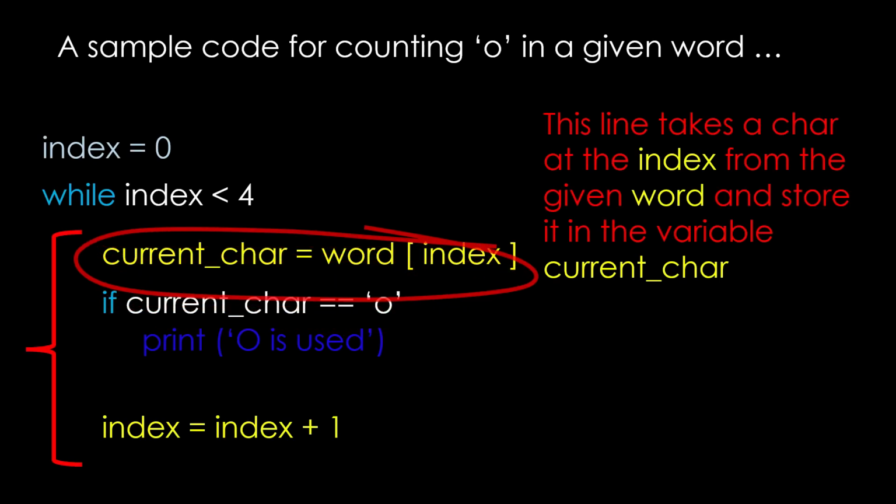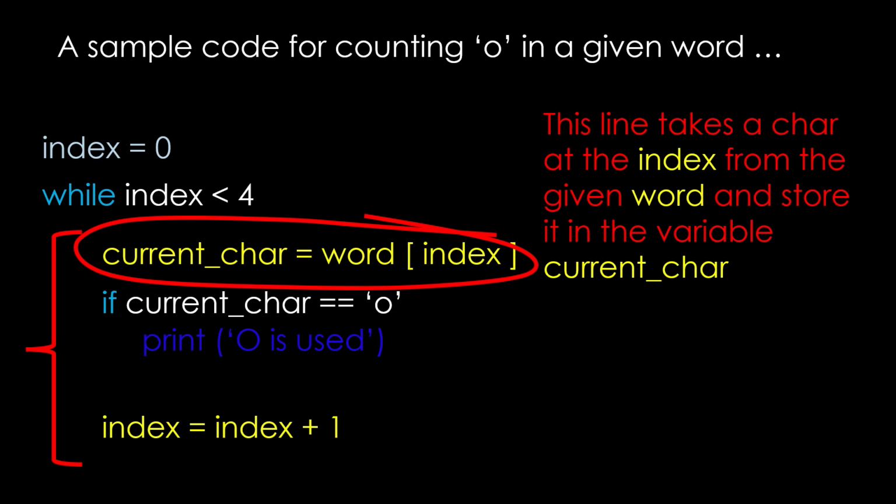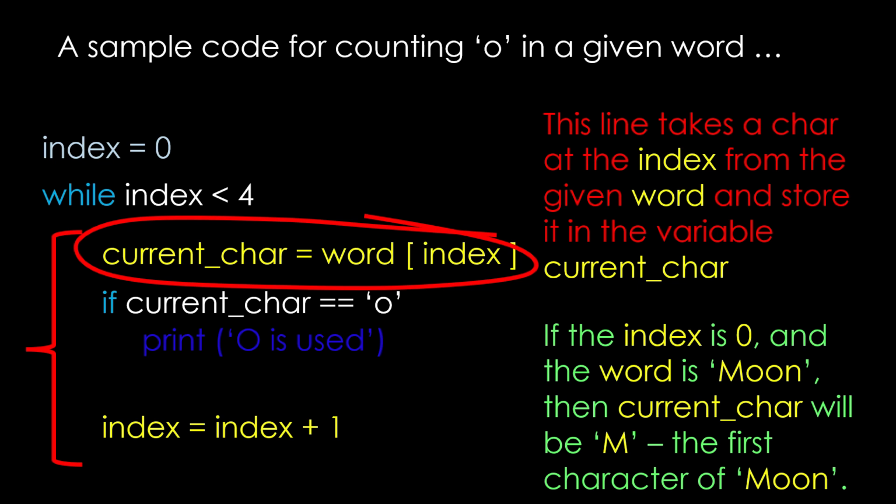This line takes a char, that is character, at the index from the given word and stores it in the variable current_char. If the index is 0 and the word is moon, then current_char will be M, the first character of moon.